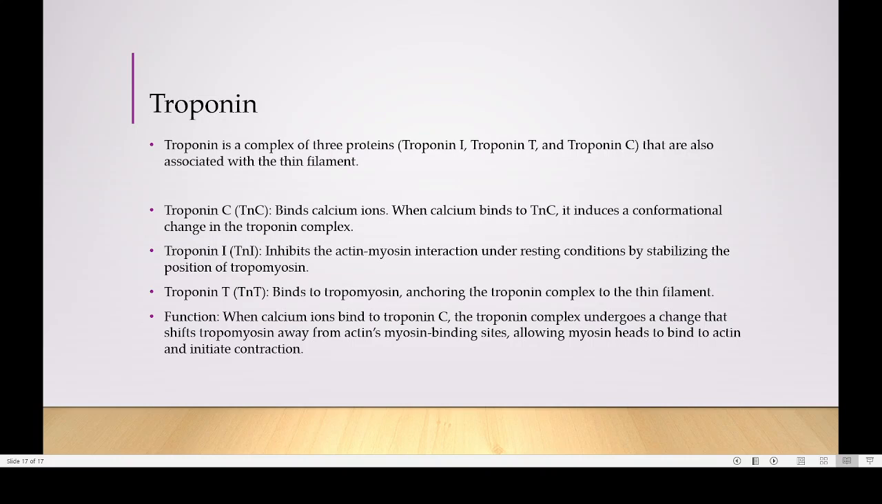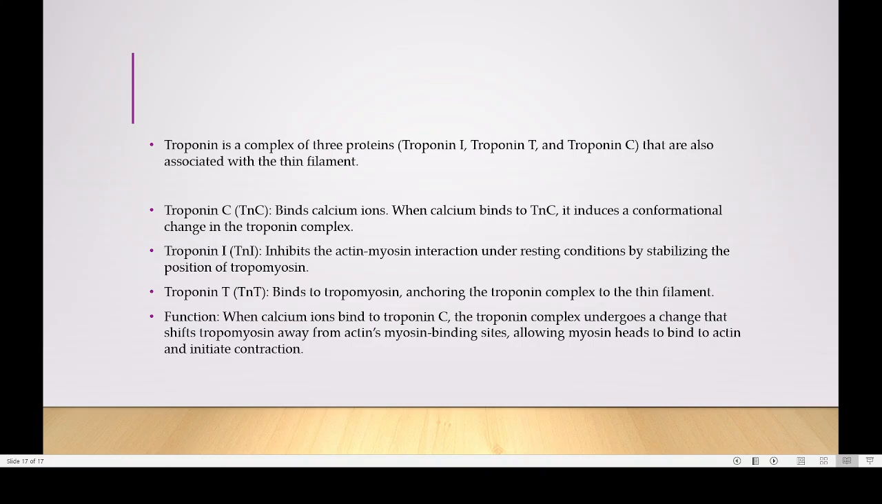When calcium ions bind to troponin C, the troponin complex undergoes a change that shifts tropomyosin away from the actin myosin site, allowing the myosin head to bind to actin. So what is actually happening is that tropomyosin and troponin have a regulatory function, controlling muscle contraction, mainly by controlling the release of calcium ion. When calcium ions bind to troponin C, the troponin complex changes shape, and that shifts tropomyosin away from actin. So troponin controls tropomyosin, and tropomyosin controls the actin myosin attachment.